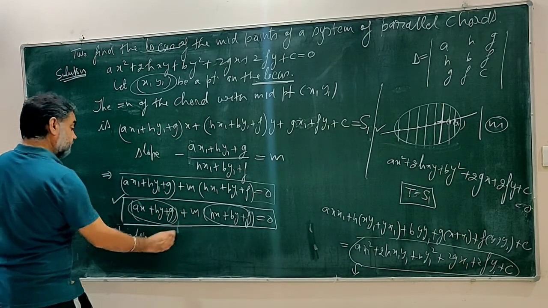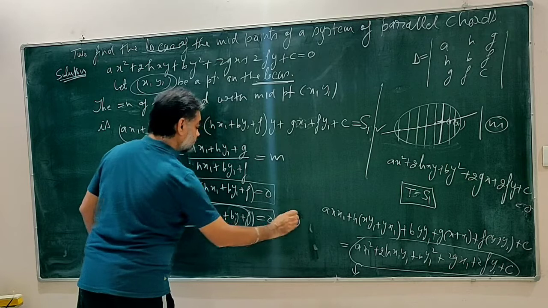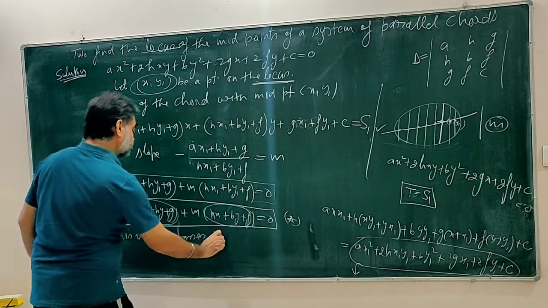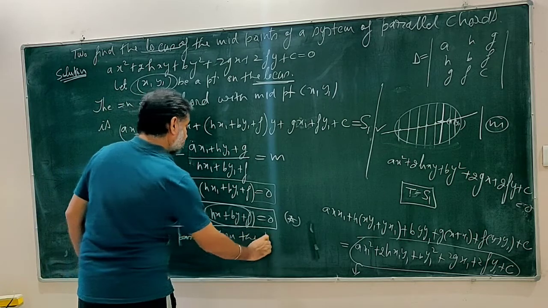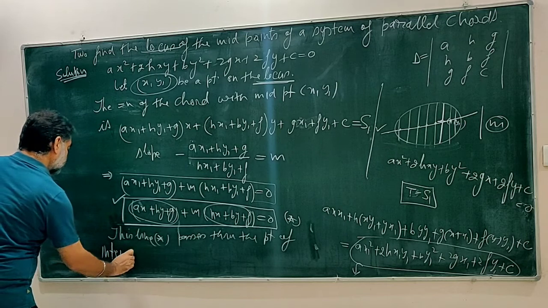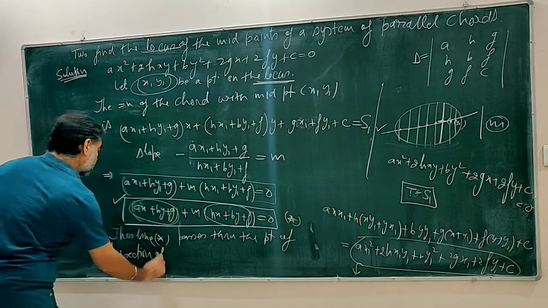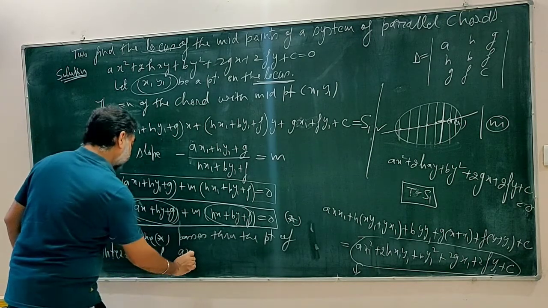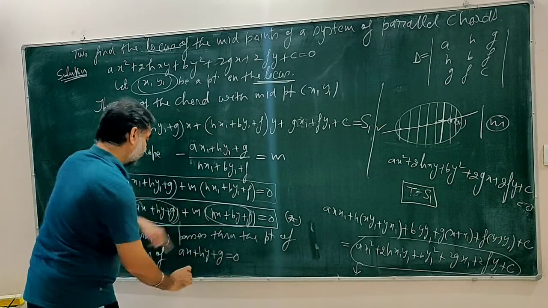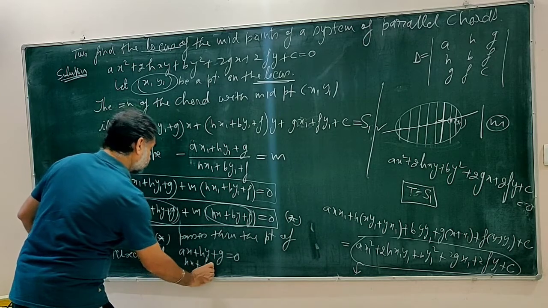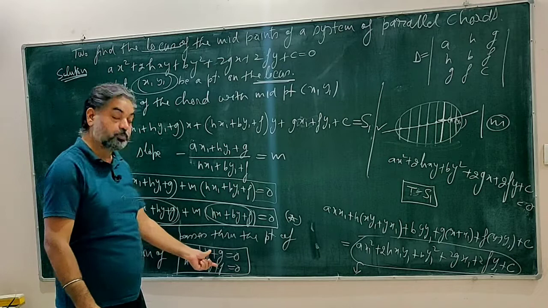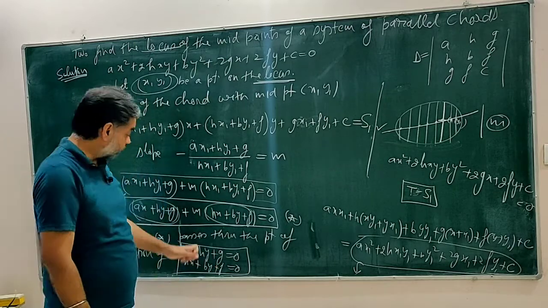This line, let's call this line star, passes through the point of intersection of these two lines, ax plus hy plus g equal to 0 and hx plus by plus f equal to 0.